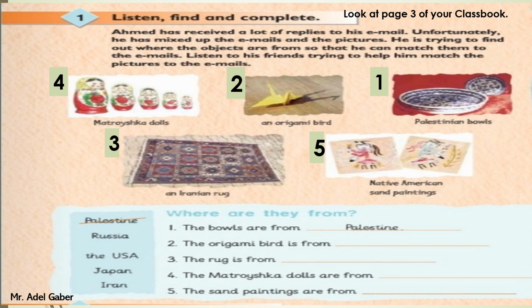Can you help me? I've mixed up these pictures and the emails. Do you know where these things are from? 1. These are bowls. They're from Palestine. 2. Oh, this is lovely. It's an origami bird. It's from Japan. 3. Okay, this is a rug. I think it's from Iran. 4. I think these are called Matryoshka dolls. They're from Russia. 5. Okay, these are sand paintings. They're from the USA.